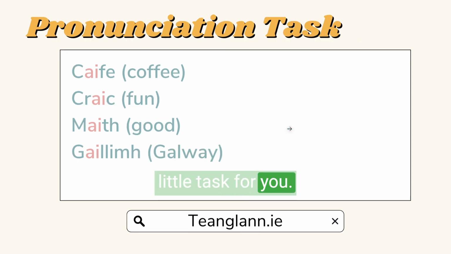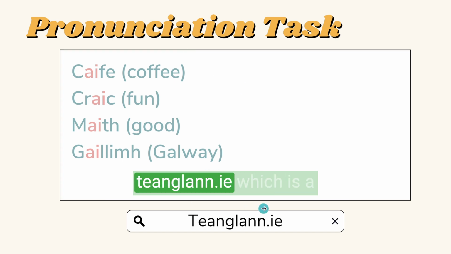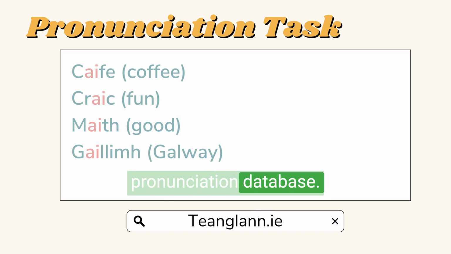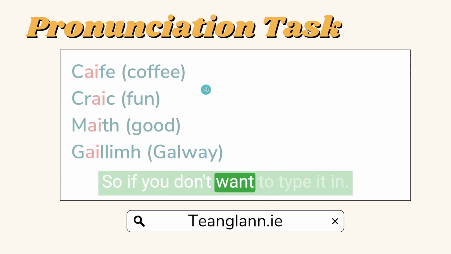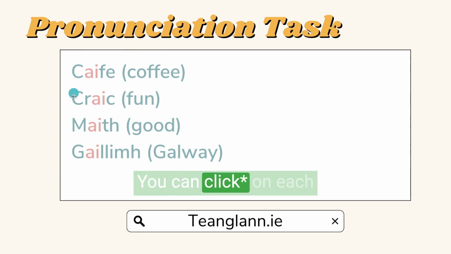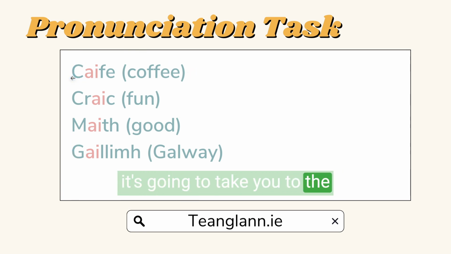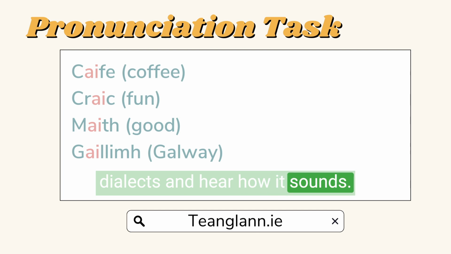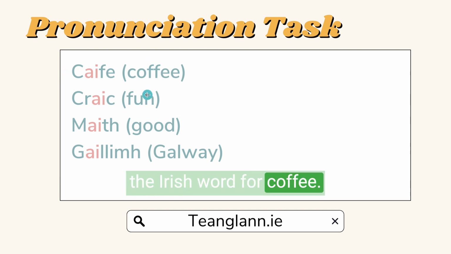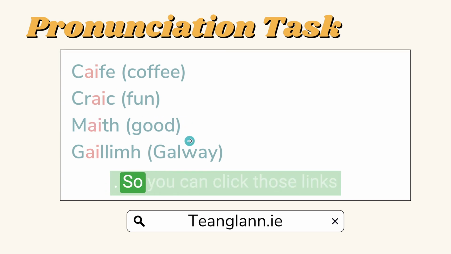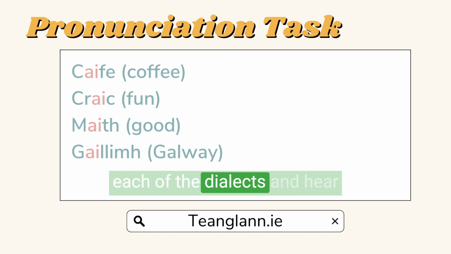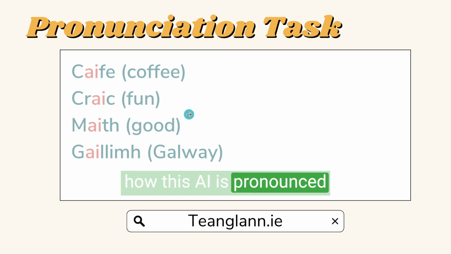Now I have a fun little task for you. I want you to use this resource teanglann.ie, which is a dictionary, but it has an amazing pronunciation database. I want you to go to teanglann.ie and go to the pronunciation. So you're going to click the pronunciation tab. I will link this down below for all of these words. So if you don't want to type it in, you can go to the description. You can click on each one of these words, and it's going to take you to the pronunciation page for the word. And you're going to be able to listen to it in each of the different dialects and hear how it sounds. So you're going to type in the Irish word for coffee, the Irish word for fun, the Irish word for good, and the Irish word for Galway. So you can click those links down below, have a listen in each of the dialects, and hear how this AI is pronounced in each of these words.